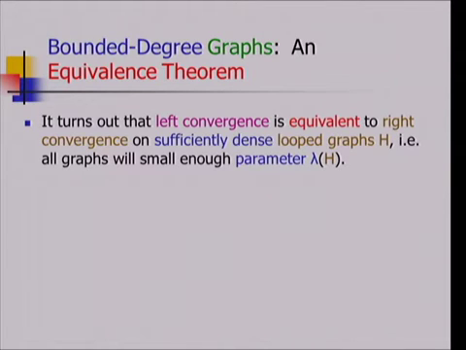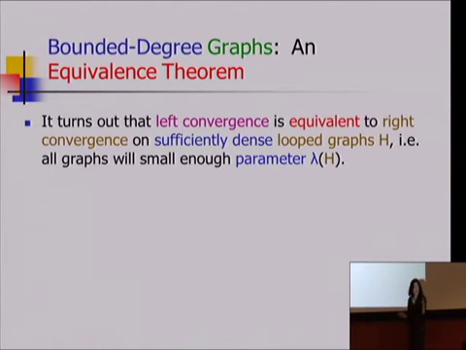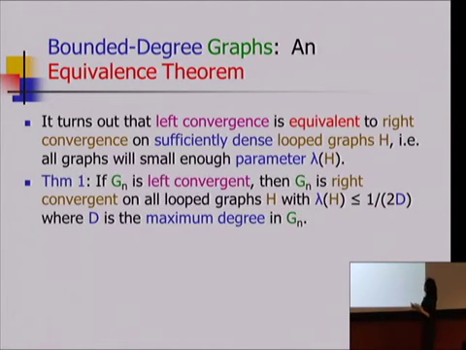Okay, so left convergence will turn out to be the same as right convergence on sufficiently dense looped graphs H, that is, graphs with parameter lambda of H small enough. So the first theorem, and this is what was failing for the bipartite graph H and G being just an odd cycle: if G_n is left convergent, then it's right convergent on all looped graphs H with lambda of H less than 1 over twice the maximum degree in G_n.